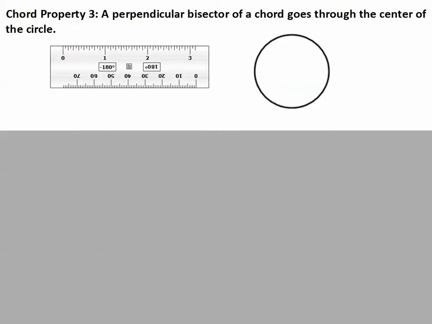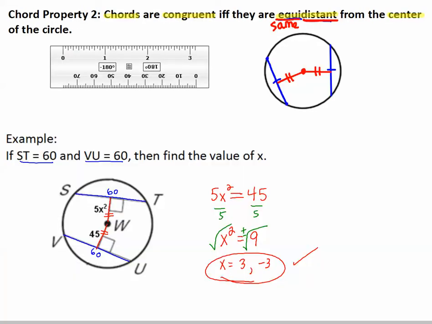Last property. Oh yeah, I just remembered. I wanted to ask you one more thing about what you notice in this picture. So you see these segments coming out from the center to hit these two chords that are congruent. Well, not only do they make a right angle to these two chords, but do you see where they hit the chords? That's right in the middle.